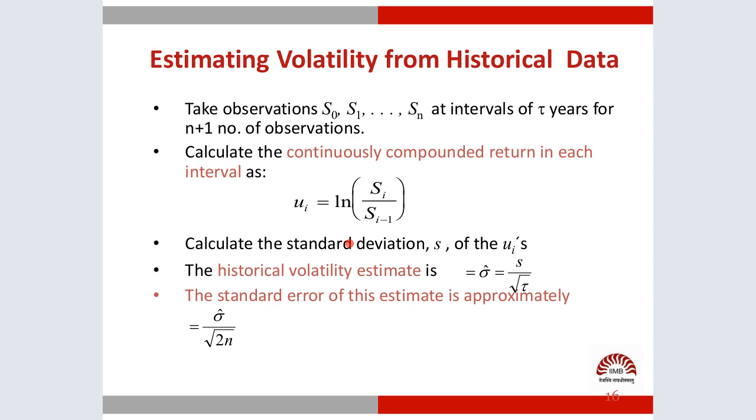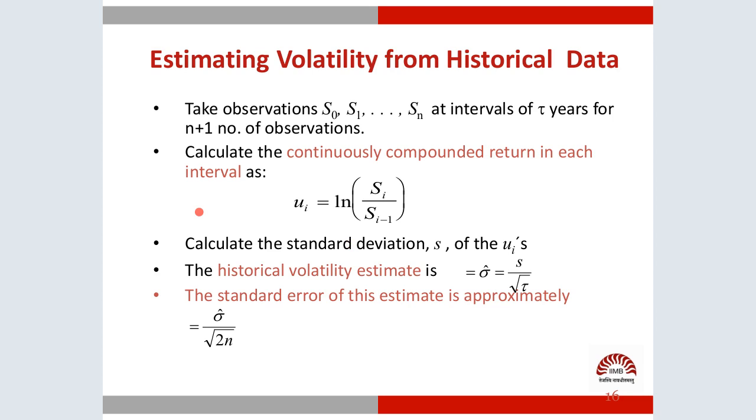So that is the utility that you get in that process. Now the alternate way is basically to calculate it from historical data. So what you do is you calculate the returns, take the observations, and then you calculate the continuously compounded return in each case, as I have done, as log of S_i by S_i minus 1, and you calculate the standard deviation of the U's. U_i is given by this.